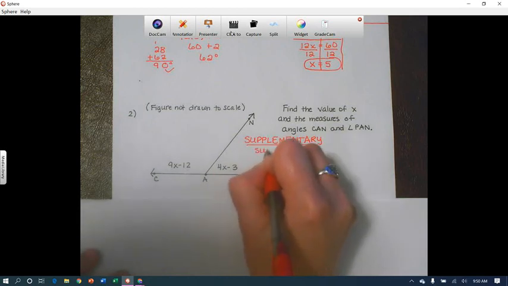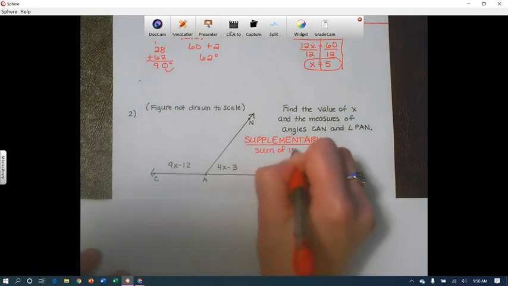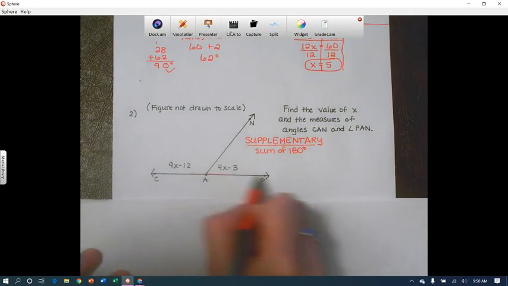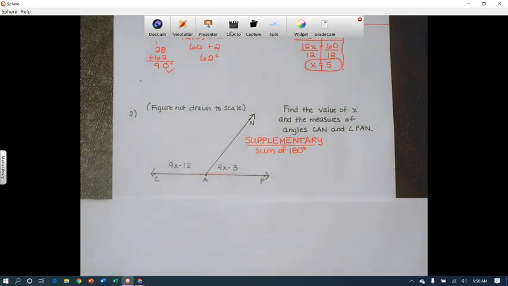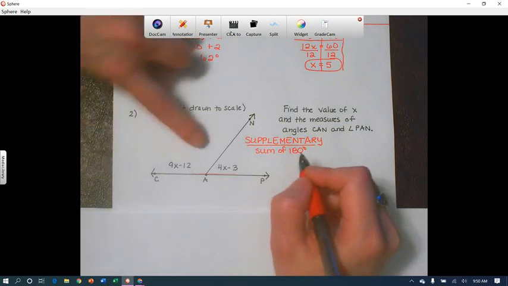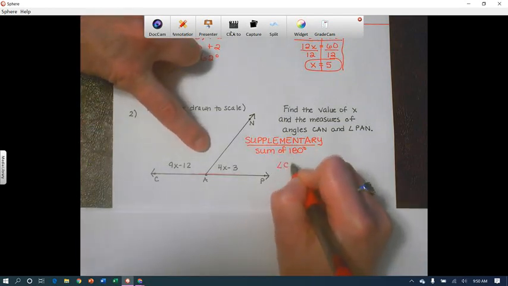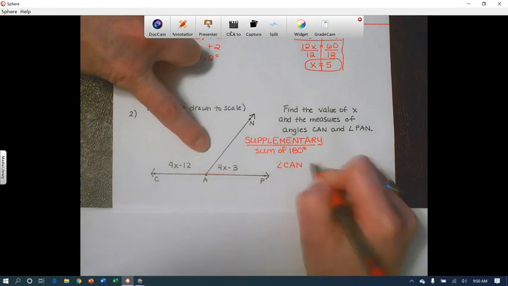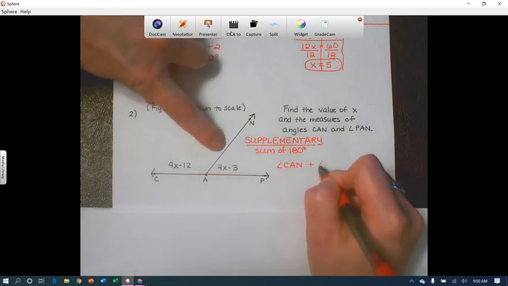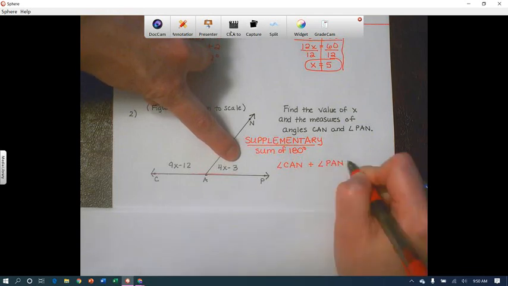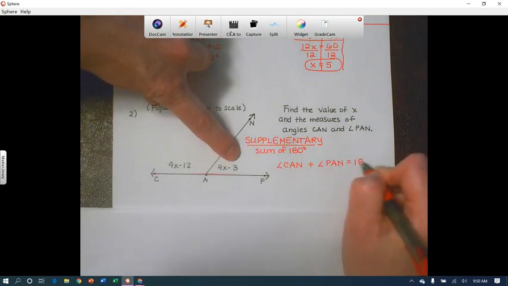They have a sum of 180 degrees, and that's this straight line right there. So here's what I know. I know that this angle right here, angle CAN plus angle PAN has to equal 180 degrees.